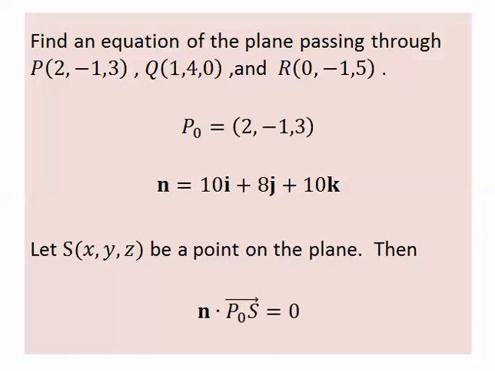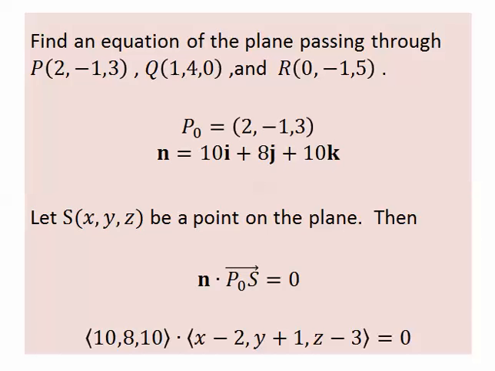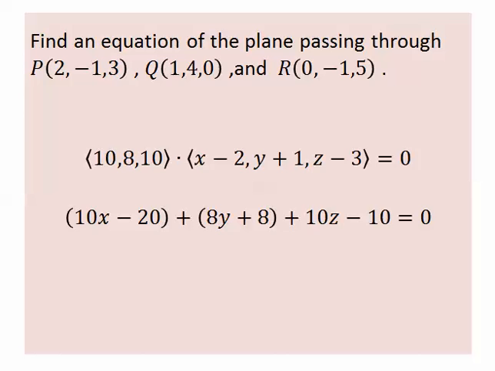If we're going to find the equation of the plane, then what we can do is we just let S be a point on the plane. Then P naught S is a vector in the plane and is orthogonal to n. Set up this equation that's at the bottom here. And for P naught S, I get this vector. Take the dot product, and I get this.